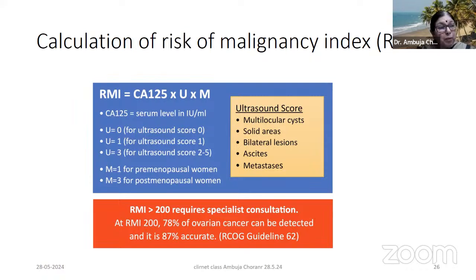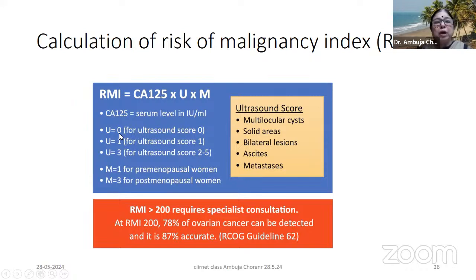So what is important is the calculation of the risk of malignancy index, that is called the RMI. It is very important. How do we do it? RMI is calculated by the CA-125 level, whether the patient is menopausal or not, and what are the ultrasound findings. These three things are taken into consideration.